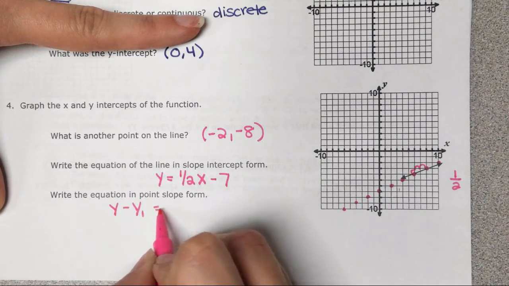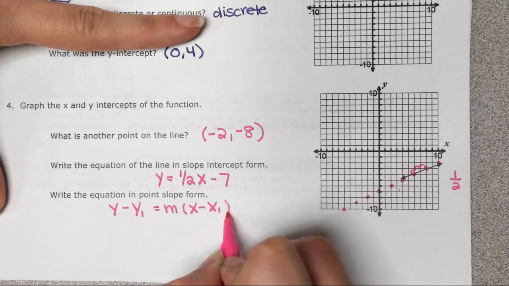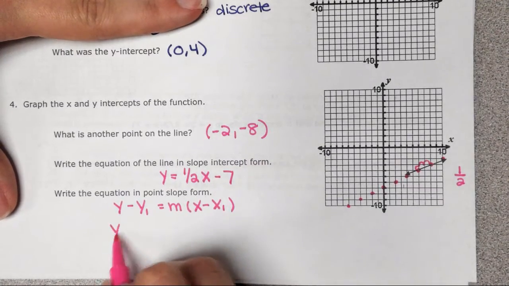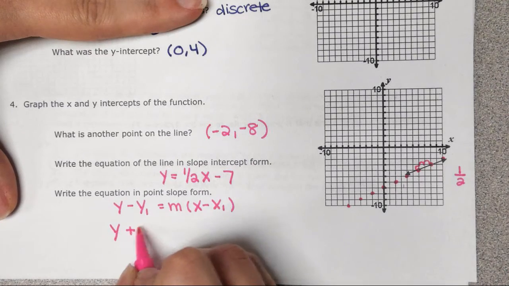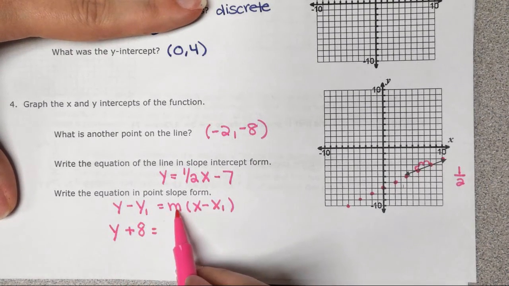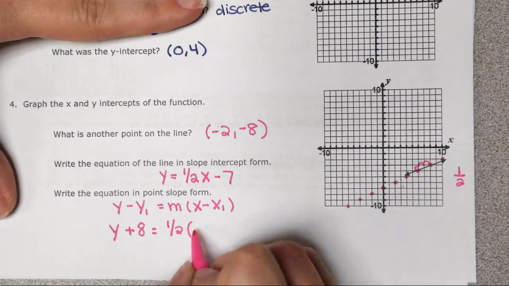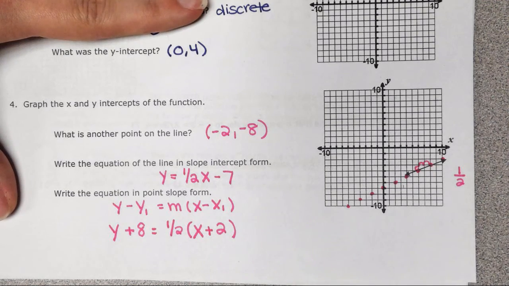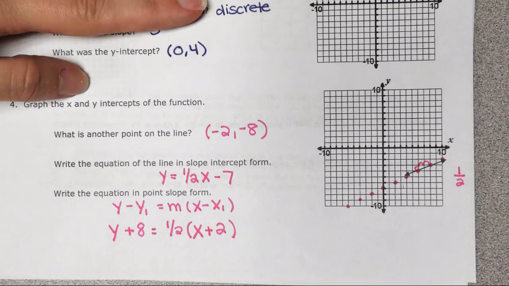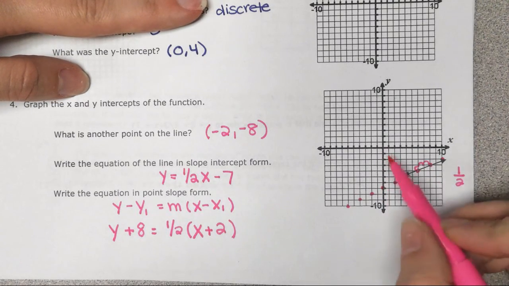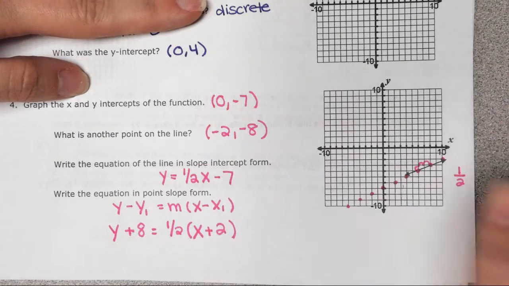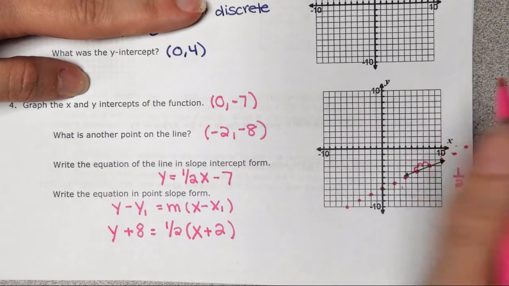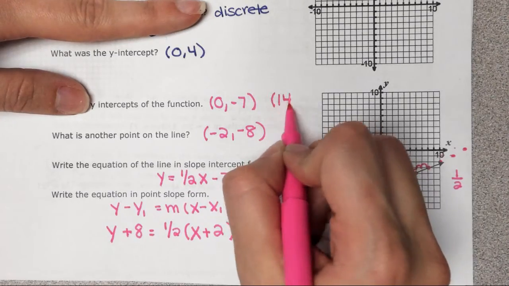Now it wants it in point-slope form. Y minus y1 equals m times x minus x1. That's the formula we're going to use. I'm going to use the point we already provided. So y minus a -8 becomes +8 equals the m, same as above, is 1/2, parentheses x minus, and to make it a -2, it becomes +2. And that's it in point-slope form. Going back to the x and y intercepts, this intercept is at 0, -7. And if we were to continue, we'd go up 1 over 2, up 1 over 2. It would be at 14, 0.